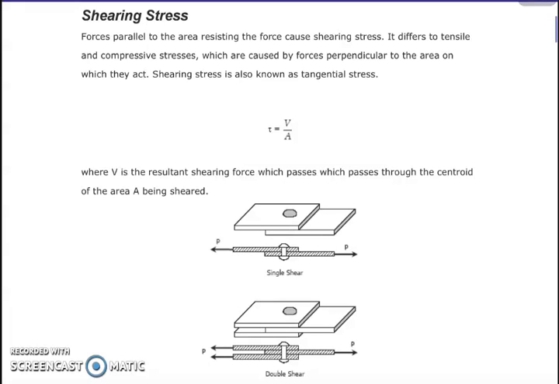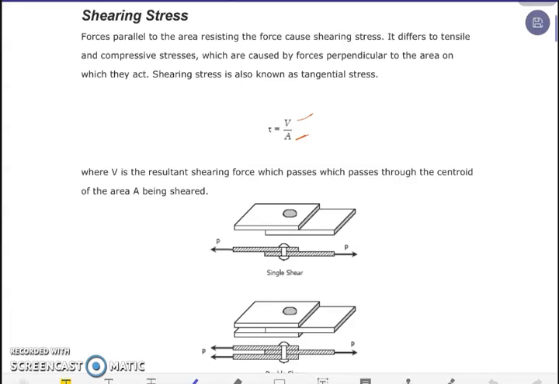The formula that we will be using for shearing stress is tau, to represent shearing stress, equal to V over A. V is the resultant shearing force, and A, of course, is the area which is being sheared.